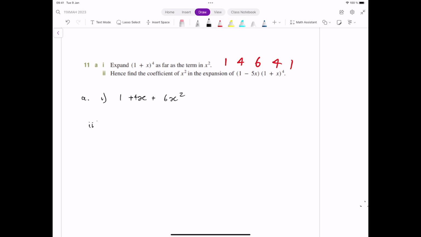Part 2, we need to expand, hence find the coefficient of x squared in the expansion of (1 minus 5x)(1 plus x) to the power of 4. Well, we can rewrite this as (1 minus 5x) times (1 plus 4x plus 6x squared plus ...). I haven't figured out the rest, don't need to.